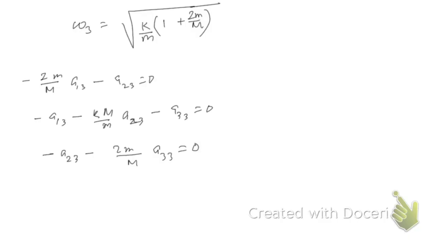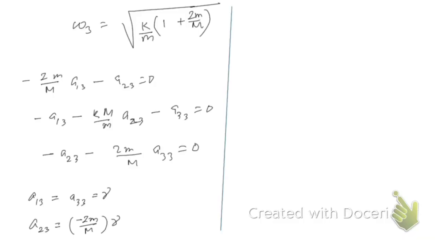So k is gone here. If you solve this, you will get a13 is equal to a33, and let it be gamma, and a23 is equal to minus 2m by capital M into gamma. That's what we're gonna have, right?